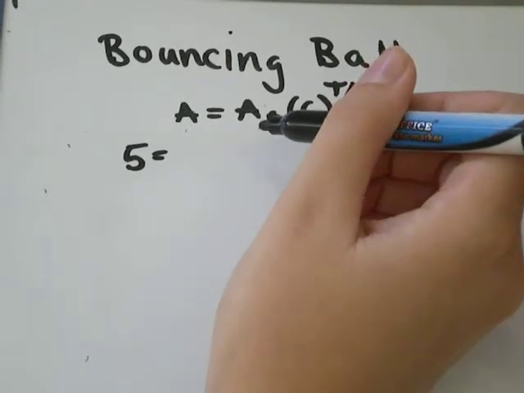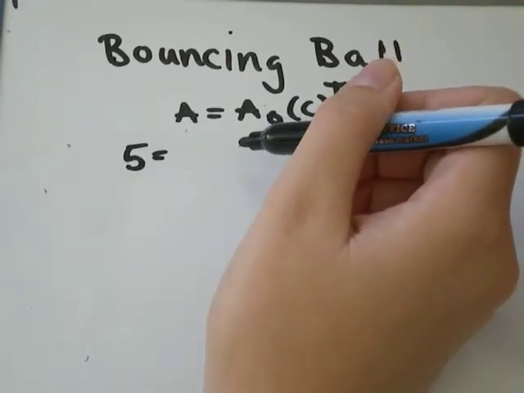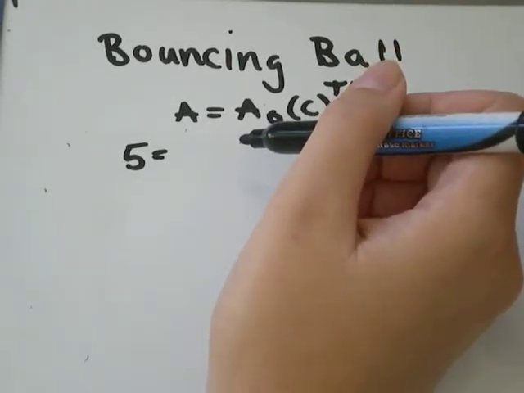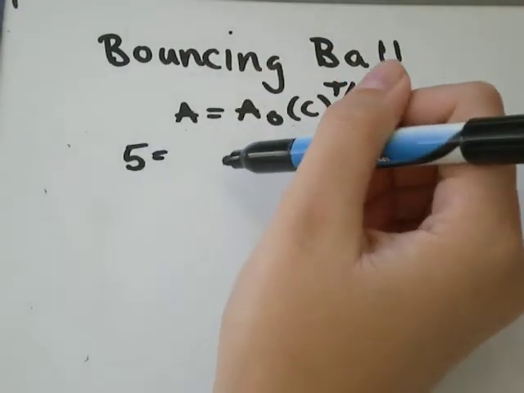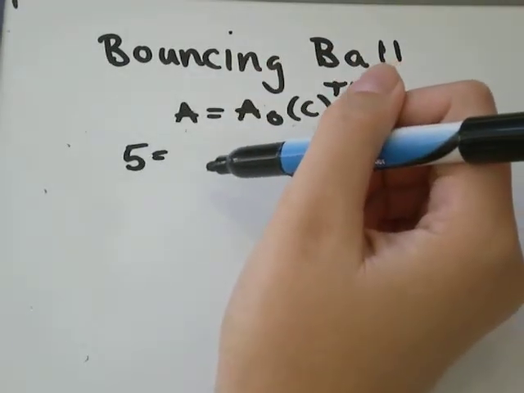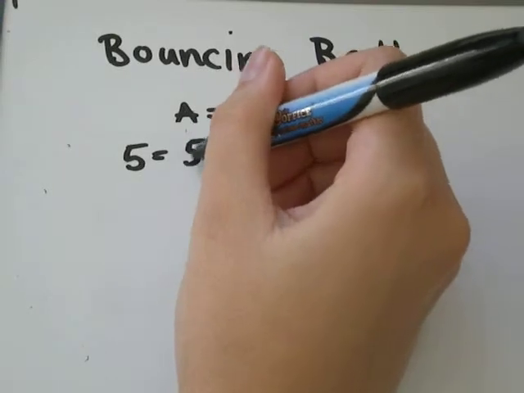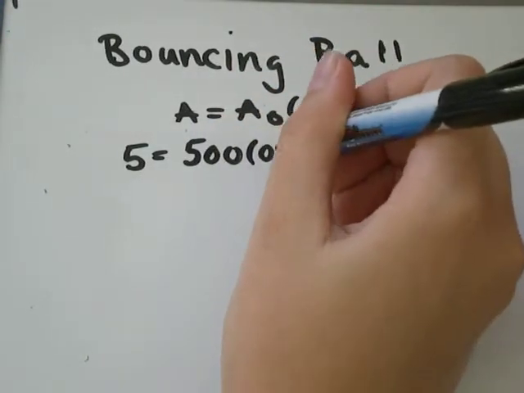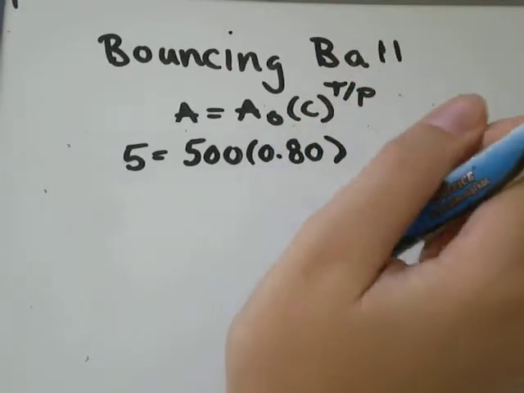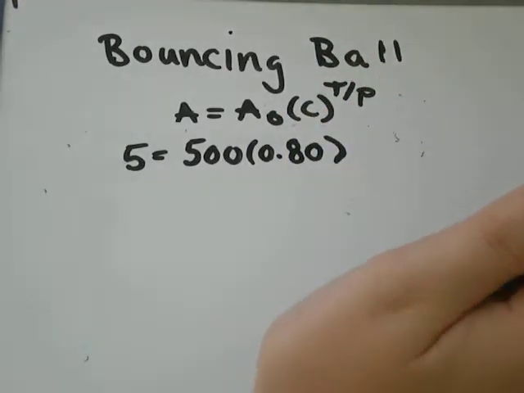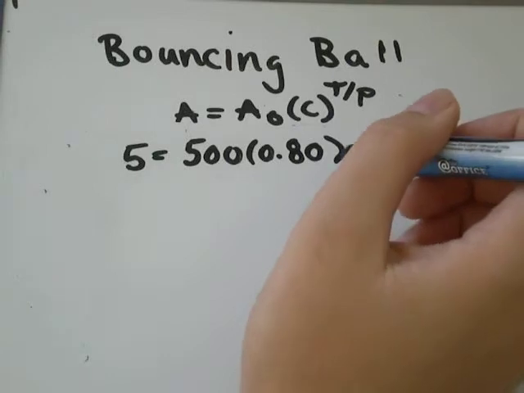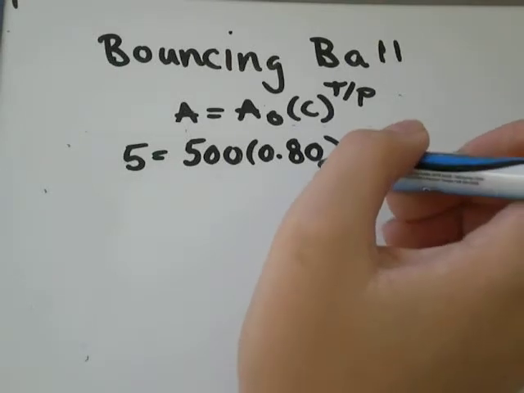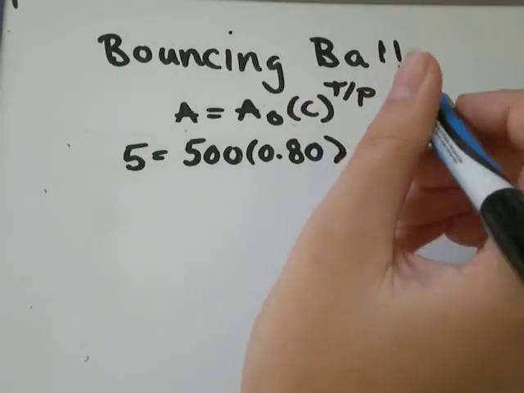A naught is the height of the cliff the ball was dropped off of. We were given 5 meters. We can't have centimeters and meters in the same question, so let's convert 5 meters to 500 centimeters. C: we know that each time the ball is 80% of its previous height. Always write percents as decimals, so it would be 0.8.